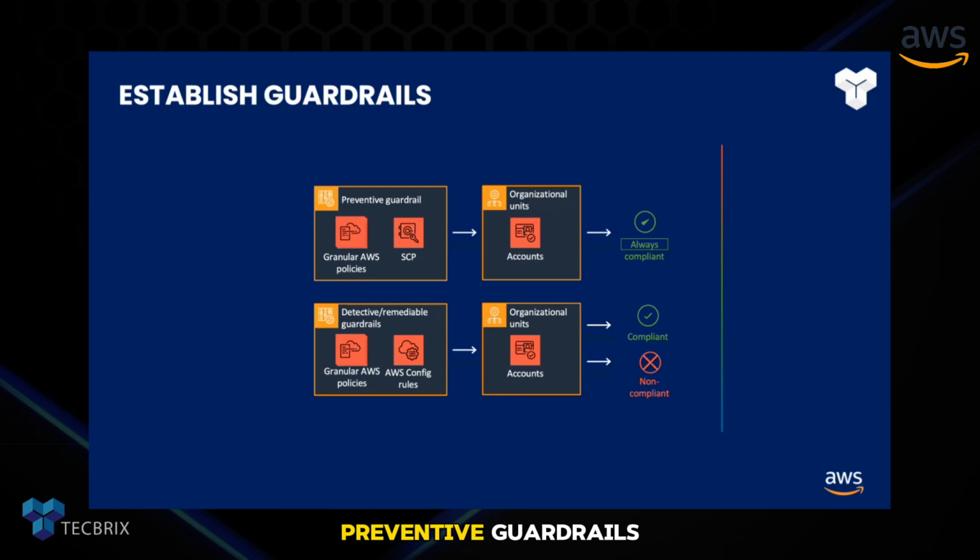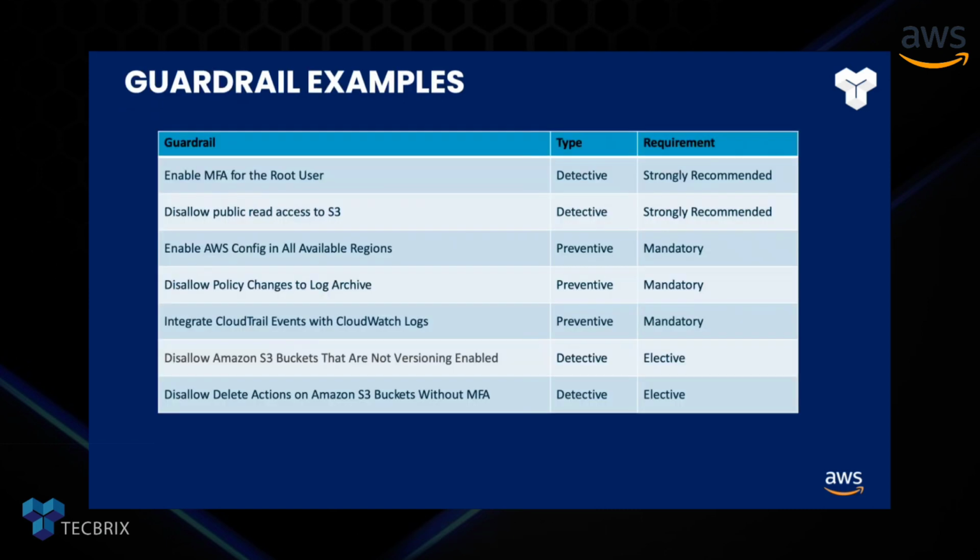You can implement preventive guardrails. You can implement detective guardrails as well, and AWS Control Tower comes with both. Here are some examples of guardrails which you have to implement. For example, it's a detective guardrail: enable multi-factor authentication for the root user. It's super important. It's very critical actually. You have to implement multi-factor authentication on your AWS root user, and it is strongly recommended by AWS. Once you deploy this, it will have all these guardrails automatically implemented.